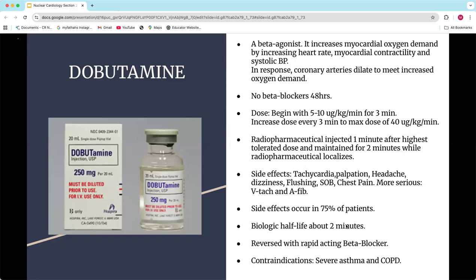Biological half-life is about 2 minutes. They reverse this one with a rapid acting beta blocker. Again, beta blockers bring down heart rate, right? So this is dependent upon heart rate, so it makes sense that we'd reverse it with a beta blocker. This one can have some contraindications when they have pretty severe asthma. It can really exacerbate asthma, so asthma or COPD, lung conditions, can be an issue here. So those are the things they look at before determining whether or not they can give dobutamine.